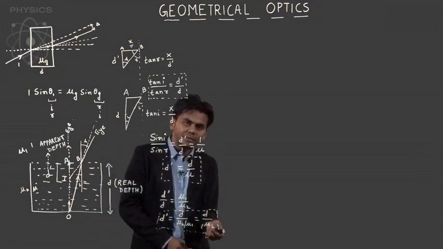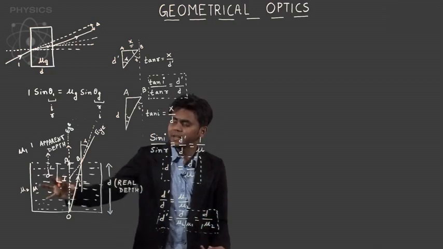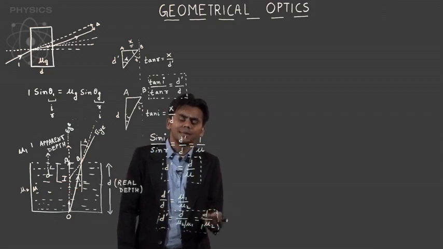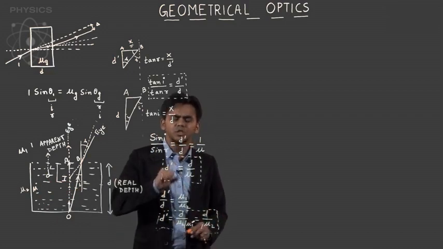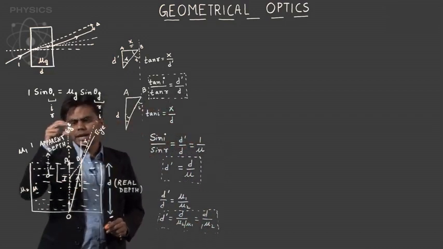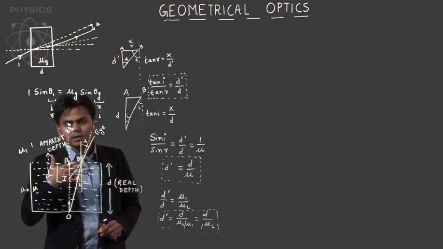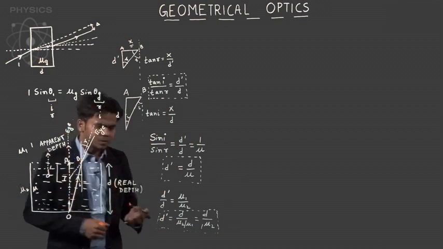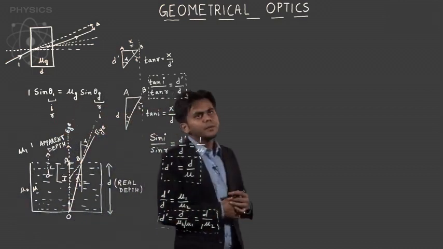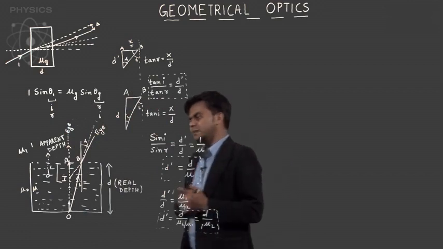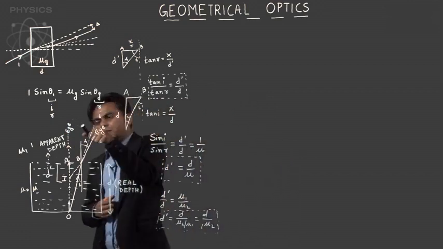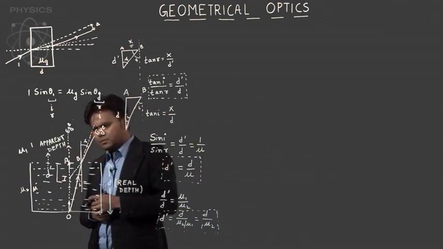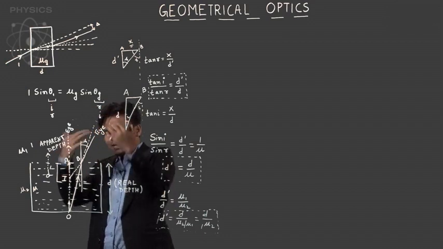Mu of the second medium, rather the mu of the denser medium with respect to the rarer medium, is the denominator, and this is the actual or real depth. Now this is a situation when I am looking at an object situated in water or a denser medium. But let's reverse the situation. Let's assume a situation in which the observer, or rather the eye, is not above the denser medium, but it is inside the denser medium.